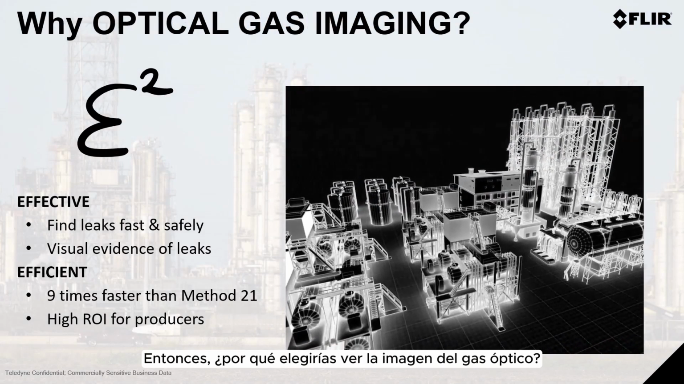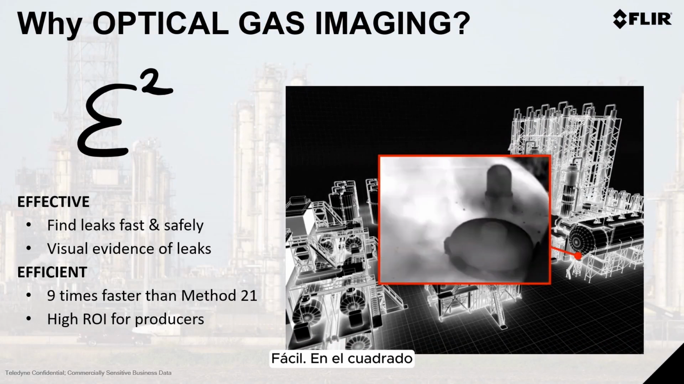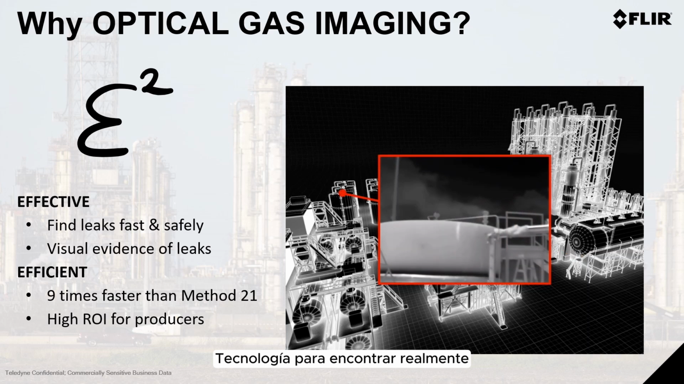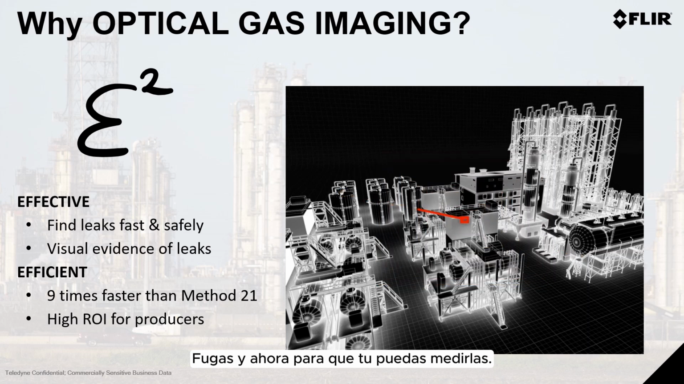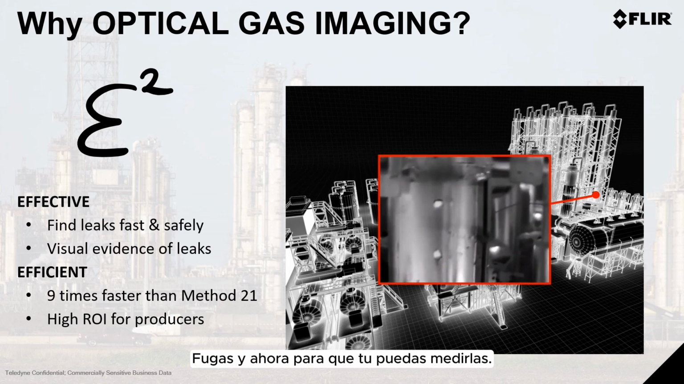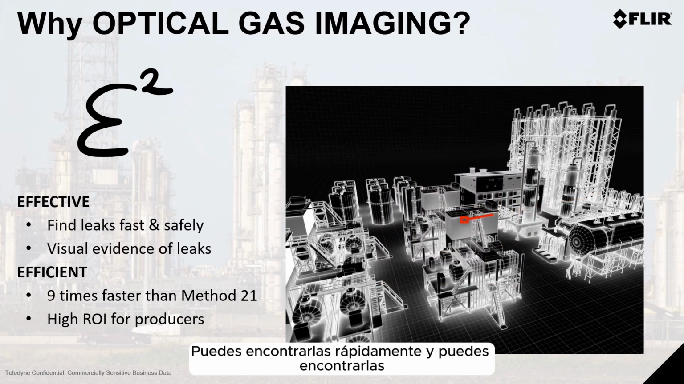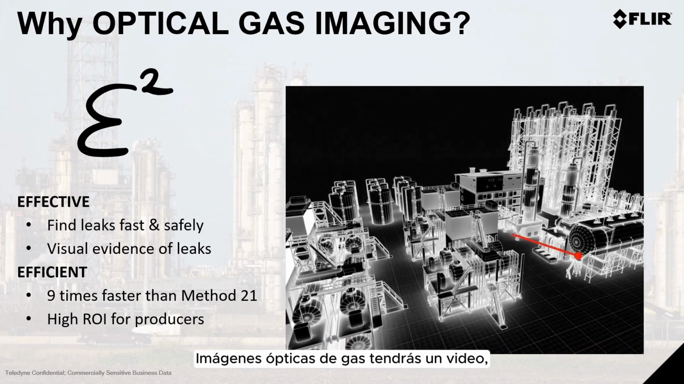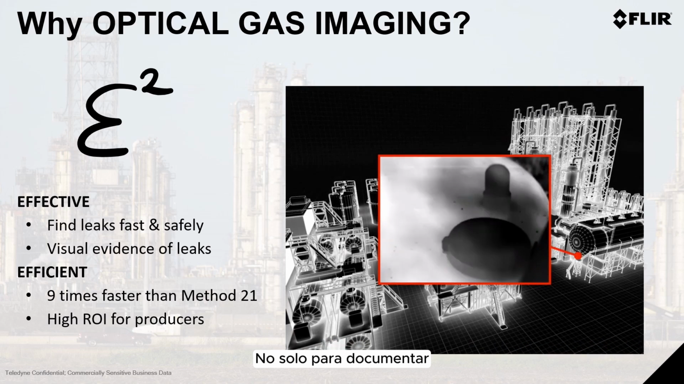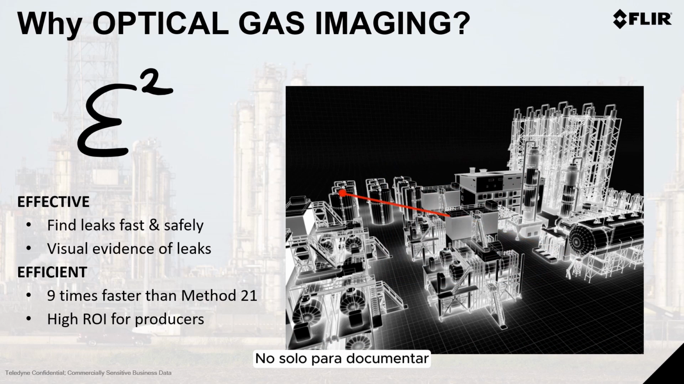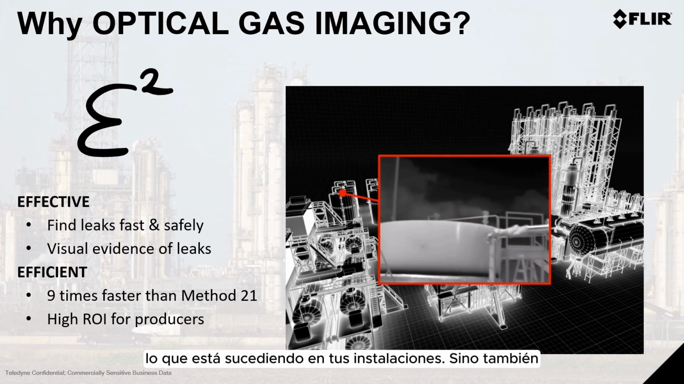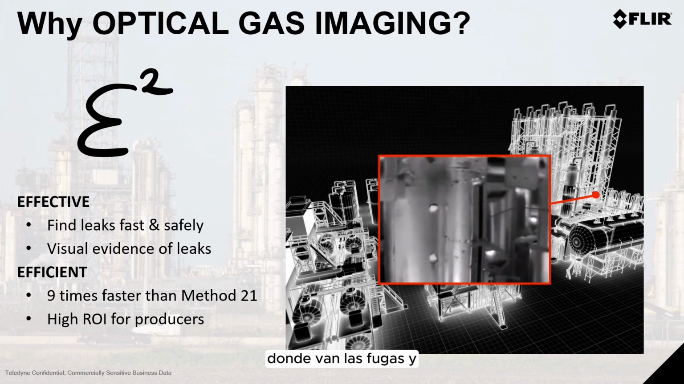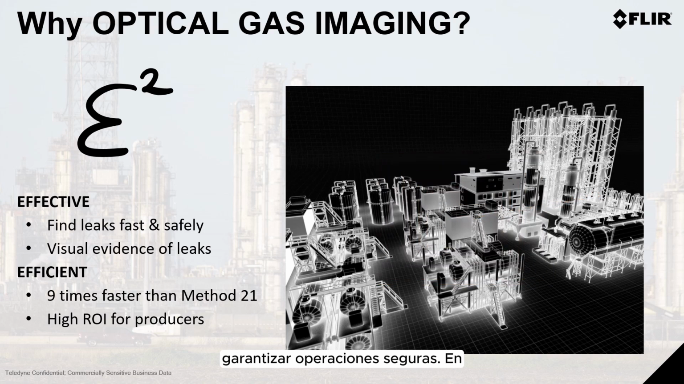So why would you choose optical gas imaging? Simple, E squared. It is an effective and efficient technology to actually find leaks and now to measure them. You can find them fast and you can find them from a safe distance. And with optical gas imaging, you have a video, a visual evidence of those emissions, not only to document what's happening at your sites, but also to actually know where that leak's coming from, where the leak's going, and to ensure safe operations.